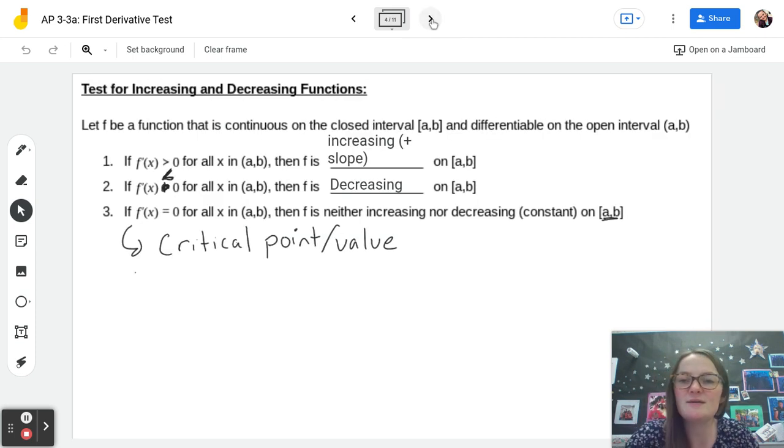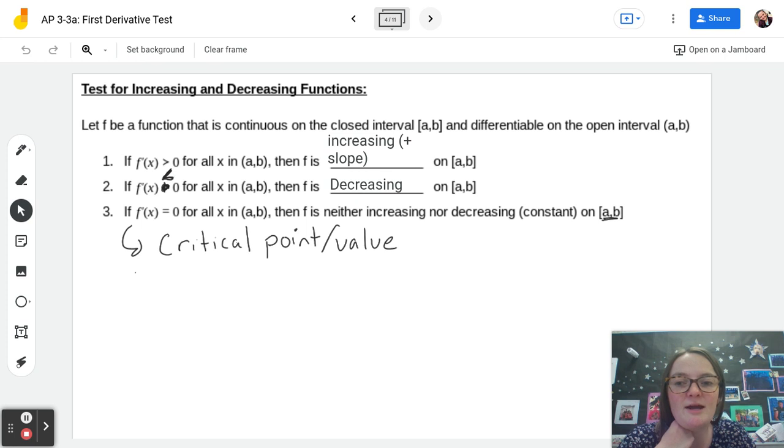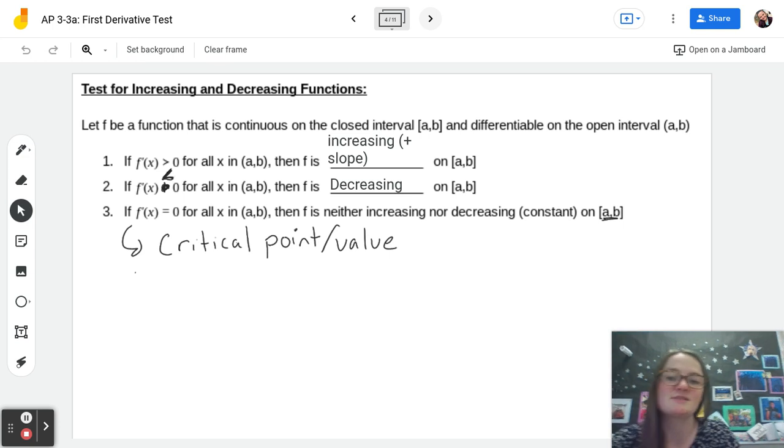All right, so next thing we talked about, the test for increasing and decreasing functions. Provided a function is continuous and differentiable, if f prime of x is greater than 0, then we can say that the slope of f is positive, or we could say that f is increasing. Similarly, if f prime of x is less than 0, then we can say that f is decreasing, or you could say that it has negative slope.